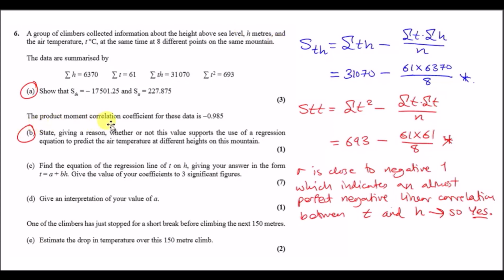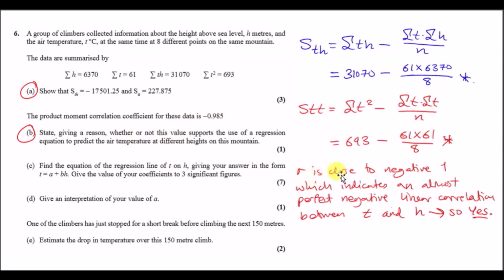The product moment correlation coefficient, so this is the R value in the S1 notation, for these data is minus 0.985, so it's practically close to -1, almost perfectly negative correlated. State, giving a reason, whether or not this value supports the use of a regression equation to predict the air temperature at different heights. So the answer would immediately be yes, only because a regression equation measures how close the data points fit on a straight line. If you get either +1 or -1, what that tells you is that the data is either perfectly positively or negatively correlated. So you want to be as close as possible to plus or minus 1.